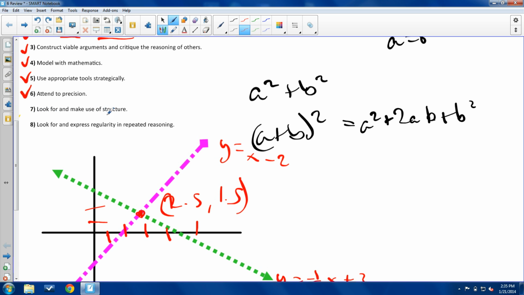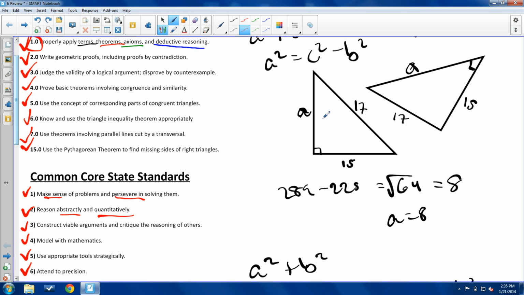Look for and make use of structure. Structure can mean two different things. Structure can mean this kind of thing, the visual, here are my right triangles, whatever. Here's, the fact that they're right triangles, that's something you know about the structure.